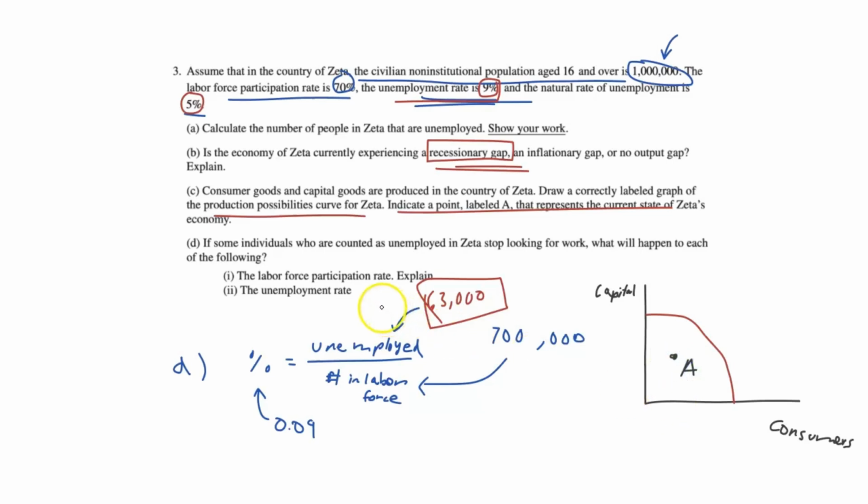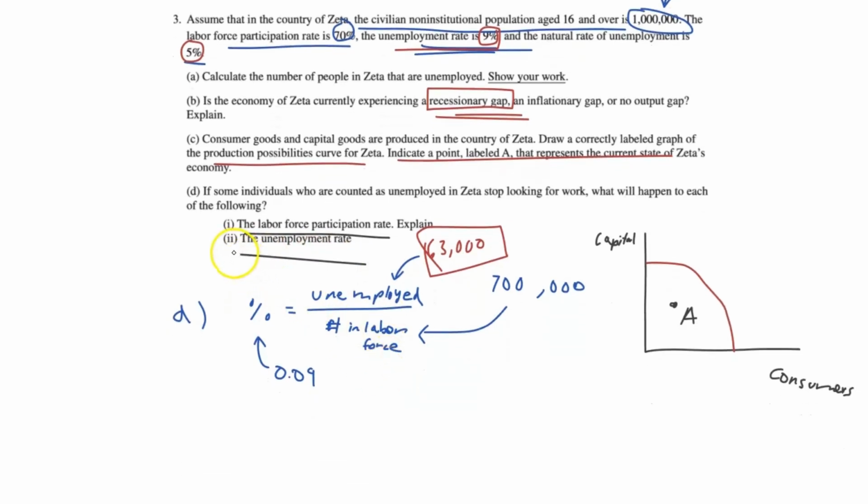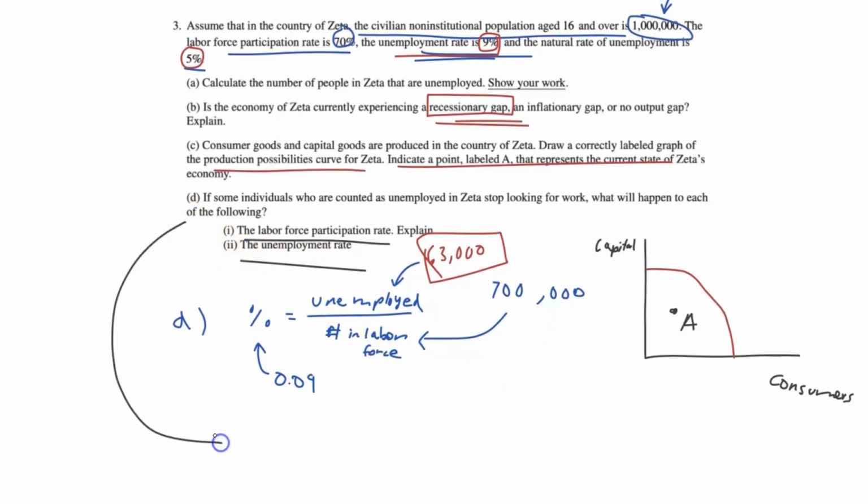All right, D says if some individuals who are counted as unemployed in Zeta stop looking for work, what will happen to each of the following for the labor force participation rate and also the unemployment rate? Okay, so this is interesting because we need to consider how these unemployed people, when they stop looking for work, become discouraged workers. Now, discouraged workers are interesting because when you're calculating the labor force participation rate, you don't consider them in the labor force anymore, but they're still a part of the total population.